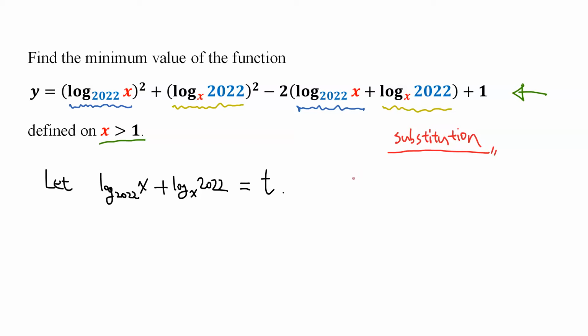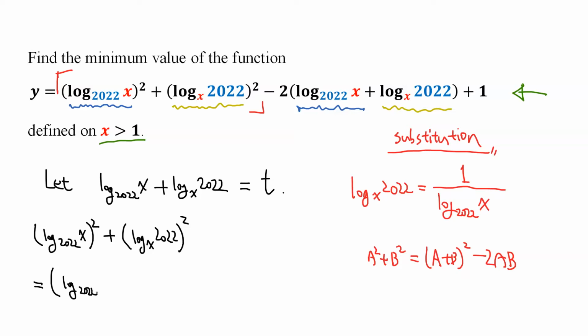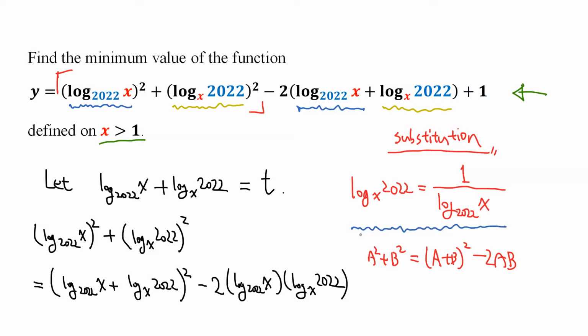Well, first, we have a reciprocal relation between log base x of 2022 and log base 2022 of x. So they are related reciprocally. And if you look at the first two terms, we can use the famous a squared plus b squared equals (a plus b) squared minus 2ab formula. So these two square terms can be written as (log base 2022 of x plus log base x of 2022) squared minus 2 times log base 2022 of x times log base x of 2022. And since these two terms are reciprocally related, they simply cancel out.